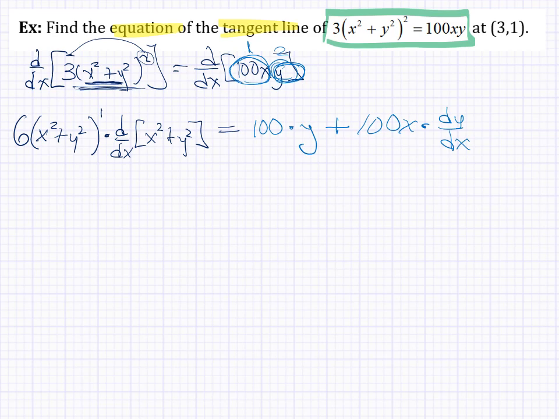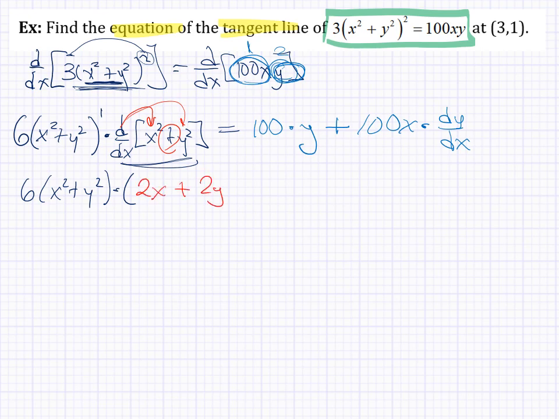Okay. So the only thing left to do is really this derivative that's left here. And so I would have 6 times x squared plus y squared times, now I got to do this derivative. Well, since these are added together here, I could take the derivative of x squared and the derivative of y squared separately. We've done this enough now that I'm going to just go straight to it. So I have 2x plus 2y dy dx. And again, equals 100y plus 100x dy dx.